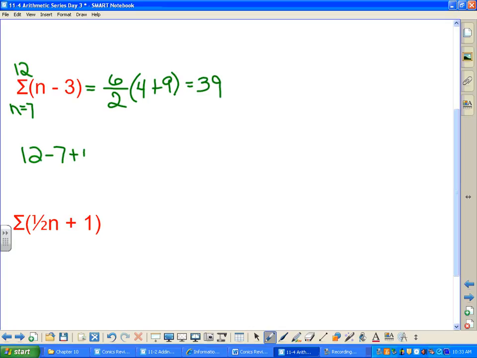Okay, do you see how this is working? Sometimes just reading it is a little tricky. Okay, what about this one? Is it arithmetic? Yes. So can you use the formula? Okay, so I want you to find the sum from n equals 3 up to n equals 42.